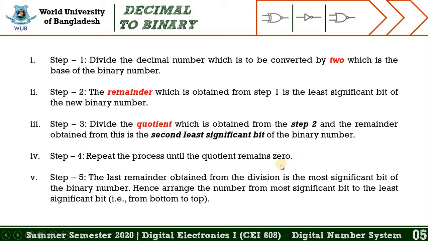Next step, repeat the process until the quotient becomes 0, and step number 4 should be carefully remembered for mathematical problems. Last step, the last remainder obtained from the division is the most significant bit of the binary number. Hence, arrange the bits from the most significant bit to the least significant bit, that is, from bottom to top. So let's move into the next slide.